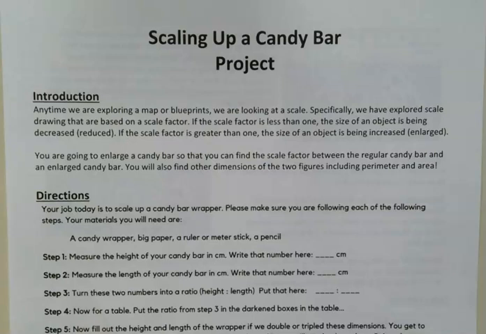So with our candy bar project, anytime we're exploring a map or blueprints, we're looking at scale. Specifically, we have explored scale drawings that are based on the scale factor. If the scale factor is less than 1, the size of an object is being decreased or reduced. If the scale factor is greater than 1, the size of an object is being increased or enlarged. You're going to enlarge a candy bar so that you can find the scale factor between the regular candy bar and an enlarged candy bar. You will also find other dimensions of the two figures, including perimeter and area.